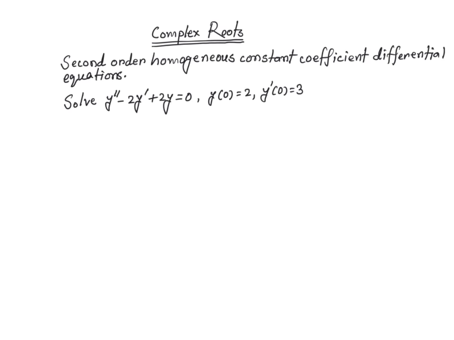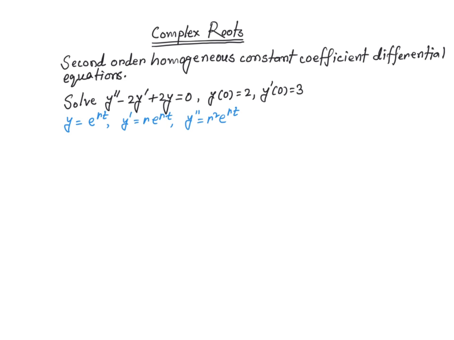In this video, I'm going to solve this second order homogeneous differential equation that has constant coefficients and the roots are complex. So let's go ahead and start with the standard assumption. Let's say my solution is y equals e to the power rt. That means y prime is r e to the power rt and y double prime is r squared e to the power rt.